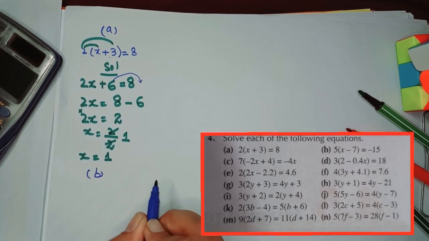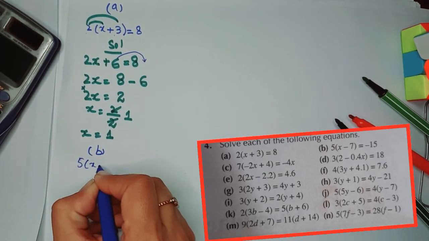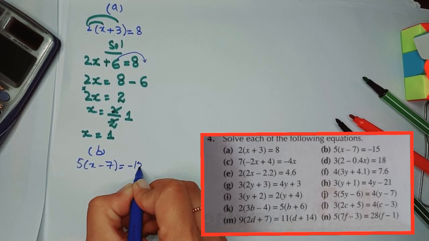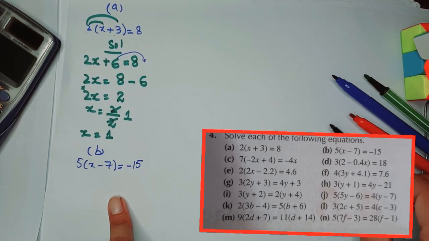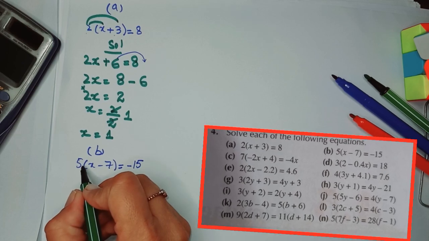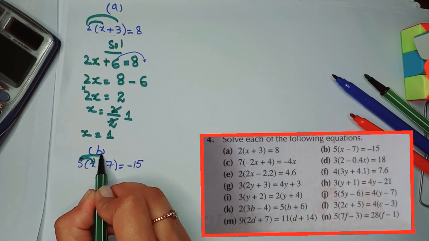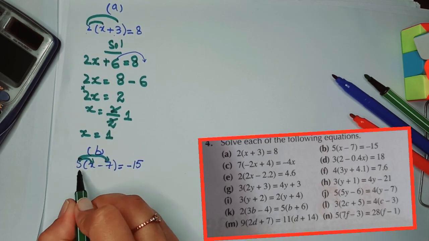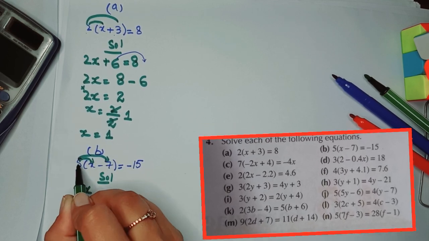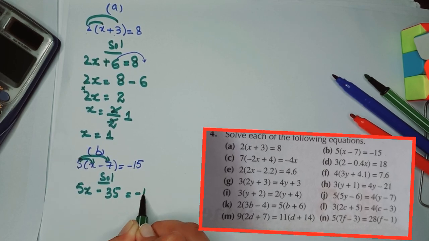B part. In B part we have 5(x minus 7) equal to minus 15. Dear students, first of all, we will solve the bracket by distributive law. So this 5 will be multiplied by x and this 5 will be multiplied by 7 as well. 5 times x will be 5x. 5 7 times will be 35 and there is minus, equal to minus 15.